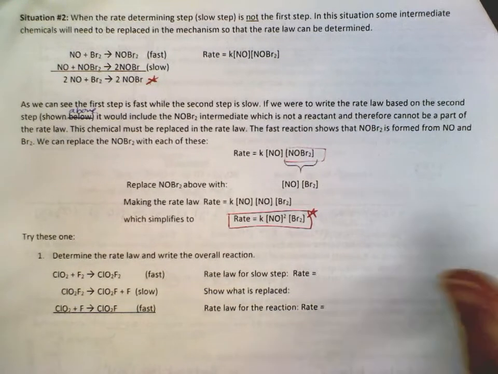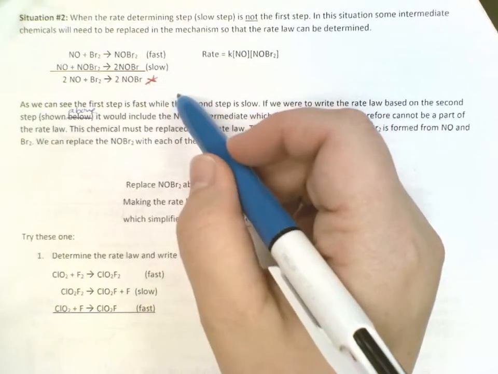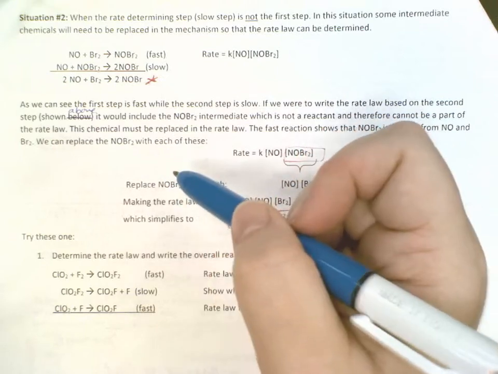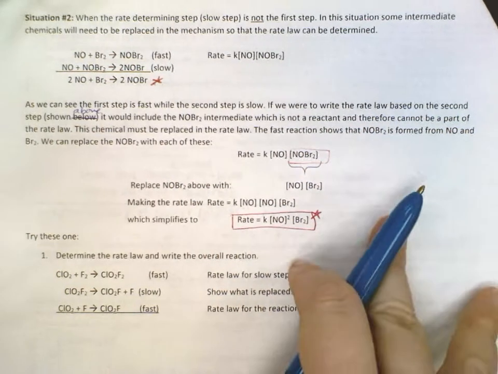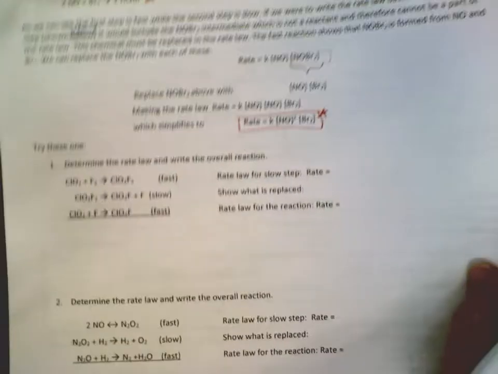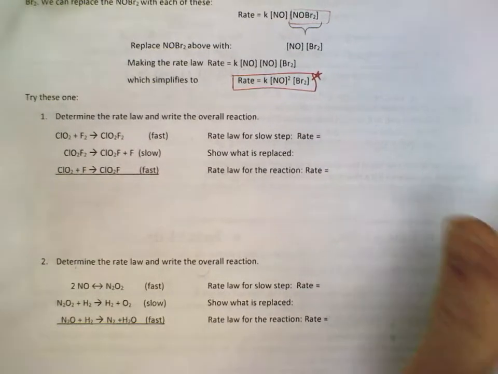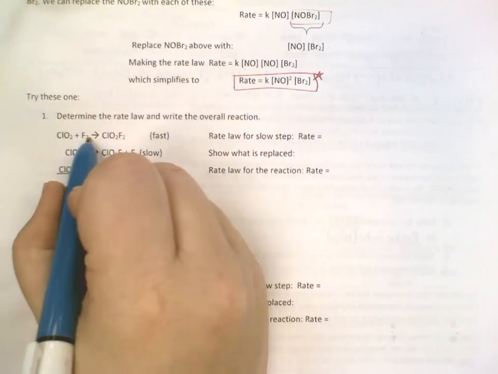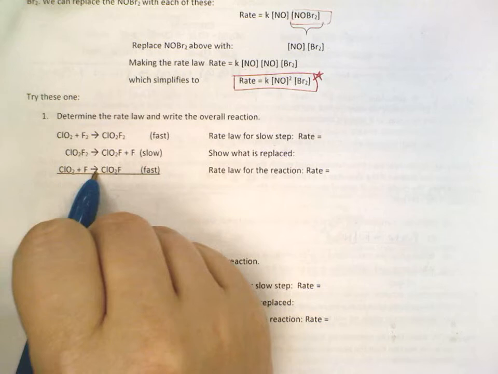So when our slow step comes second, it just gives us a little bit more that we have to replace the chemical with, but it's not too bad. All right, let's try a couple of these. So we can see that we've got 3 reactions here.